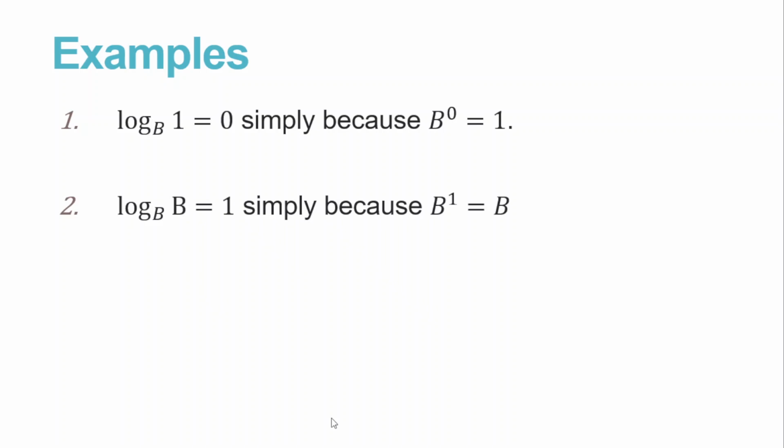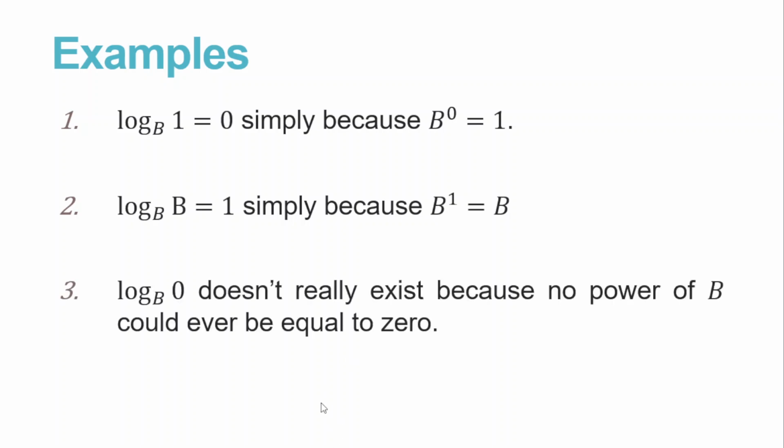The second tip: log base b of b is equal to 1, because any number raised to 1 is just the same as it is, right? But log base b of 0 is undefined. It doesn't really exist, because no power of b can be equal to 0. There's no such exponent that turns a positive base into 0.